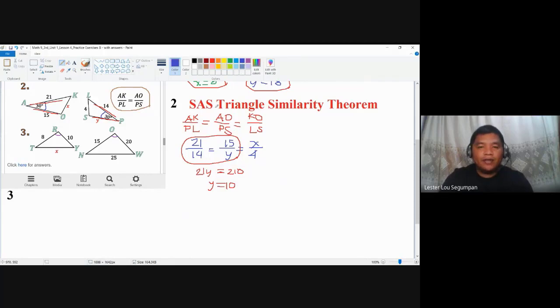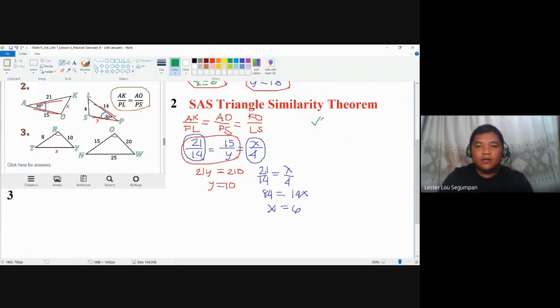Next, this is the pairing of the first and the third ratios. So you have 21 over 14 is equal to X over 4. So you have 4 times 21, which is 84, is equal to 14X. Divide 21 by 14. Sorry, not 21, my bad. It's 84 divided by 14, which is 6. So X is equal to 6.